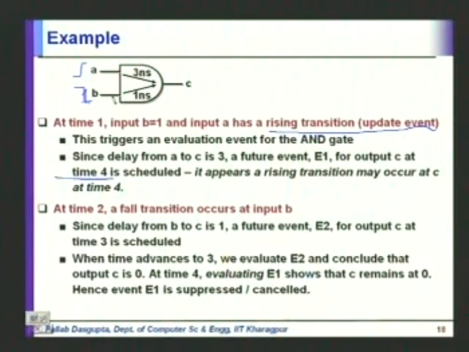Now, note one thing is that this was 0 at time t equal to 3, right? So, what happens is that even though this is not really updating this variable anymore, it does set this to 0. Okay. So, let us see what we interpret this as. Since delay from B to C is 1, a future event E2 for output C at time 3 is scheduled. Now, when time advances to 3, we evaluate E2, we evaluate this gate and conclude that output C is 0, right. And at time 4, when we evaluate E1, the first event, we show that C remains at 0. So, the event is suppressed or cancelled.